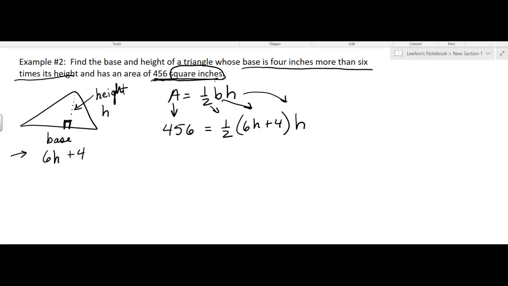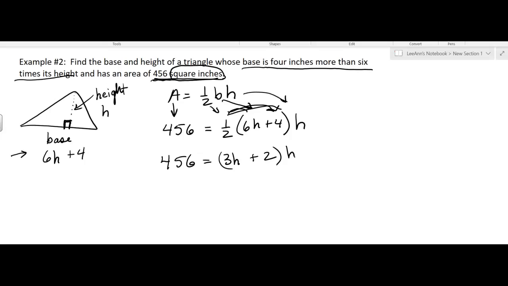Now, how do we want to do this problem? Well, I want to do it the easiest way. And I think the easiest way is to distribute this 1/2 in here, because I have some nice even numbers there. So 1/2 times 6h would be 3h, and then 1/2 times the 4 would be 2. I still need the parentheses, though, because I'm going to have to multiply by that h on the other side.